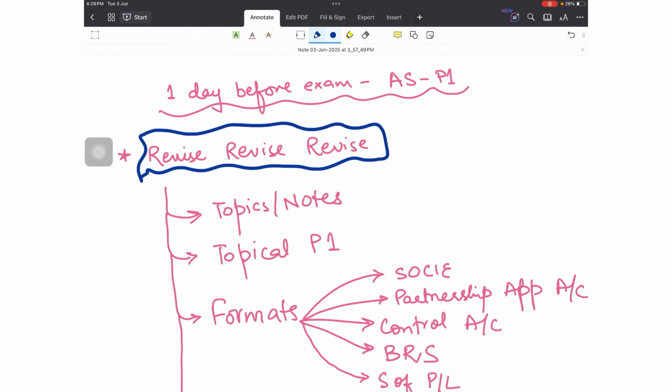Revise a lot. Whatever you have done so far, whatever you have practiced so far, revise your notes, revise your topics, the accounting topics, of course, revise all the topical P1s that you have solved so far, and revise yearlies as well, which you must have done 3 to 4 weeks before the exam. So revise everything. If you are weak in some topics, revise its topical P1s, and also revise yearly P1s as well, so that you can get a revision of all the syllabus as much as you can.